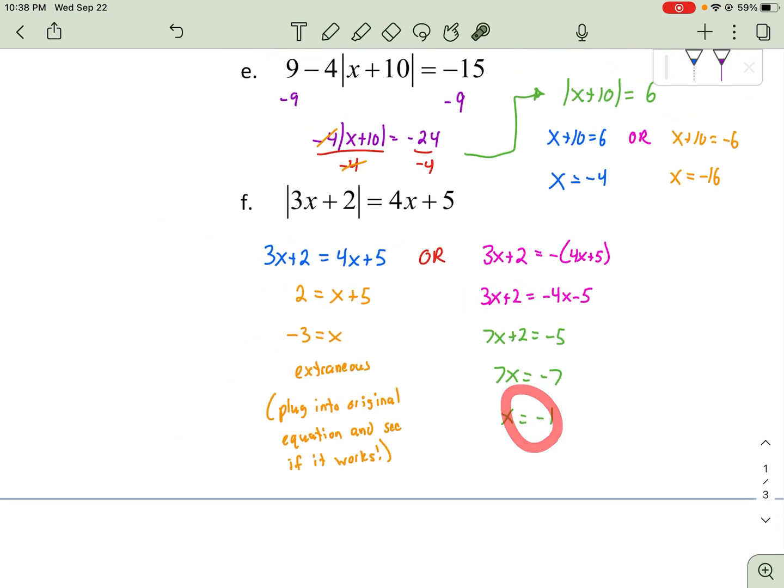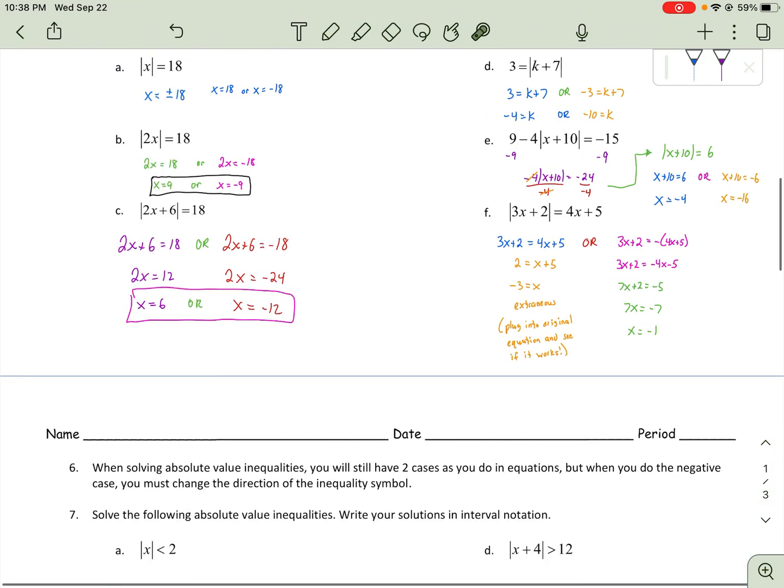Now plug in negative 1, and you get negative 3 plus 2 is negative 1, and the absolute value of that is 1. Plug in negative 1 on over here, and you get negative 4 plus 5, which is also 1. So now it's okay, because we got the absolute value of negative 1 over here, and we got 1 over here. The absolute value of negative 1 is 1, so that solution worked.